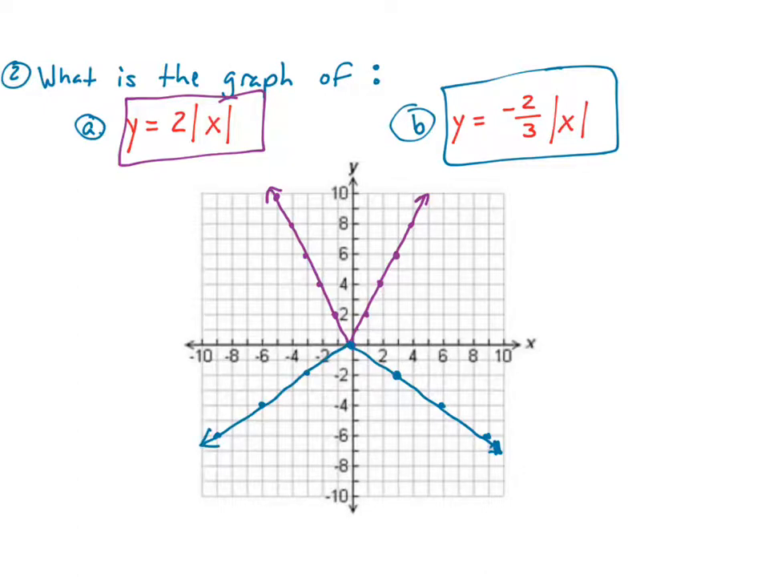And so there we have our two graphs. We've got y equals -2/3 the absolute value of x. And then here we've got y equals 2 times the absolute value of x.